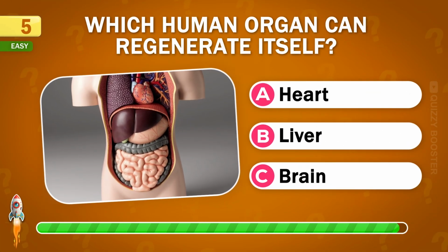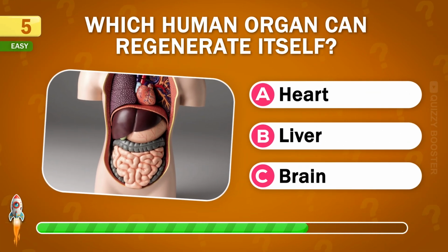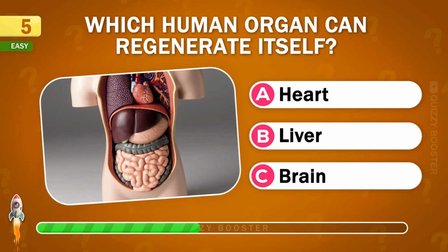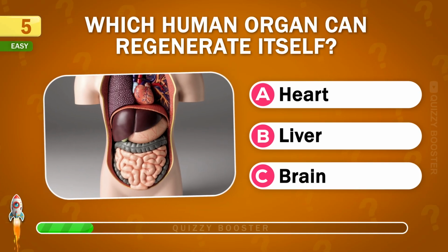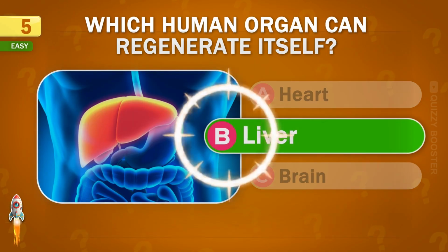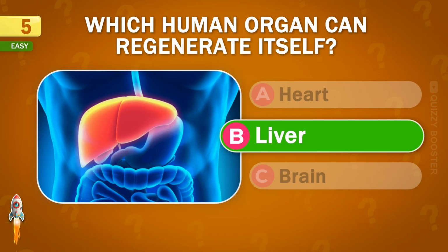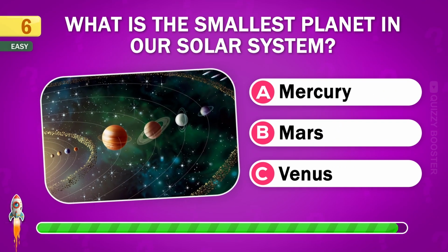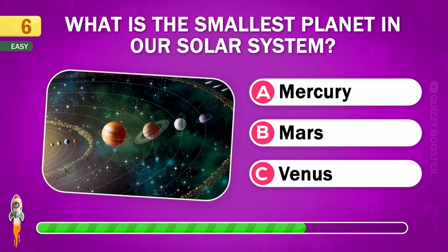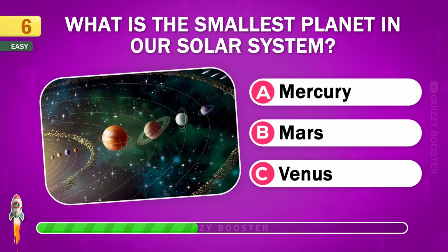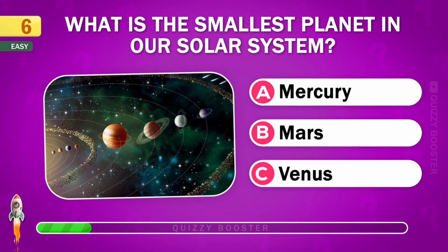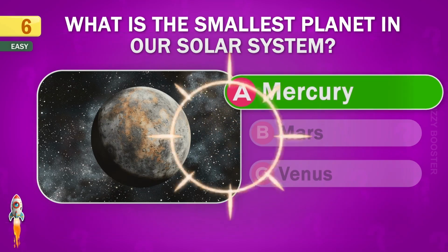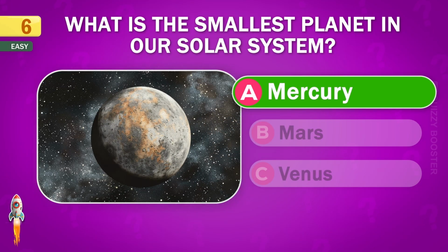Which human organ can regenerate itself? Liver. It can regrow even after partial removal. What is the smallest planet in our solar system? Mercury. It is the smallest by size and mass.